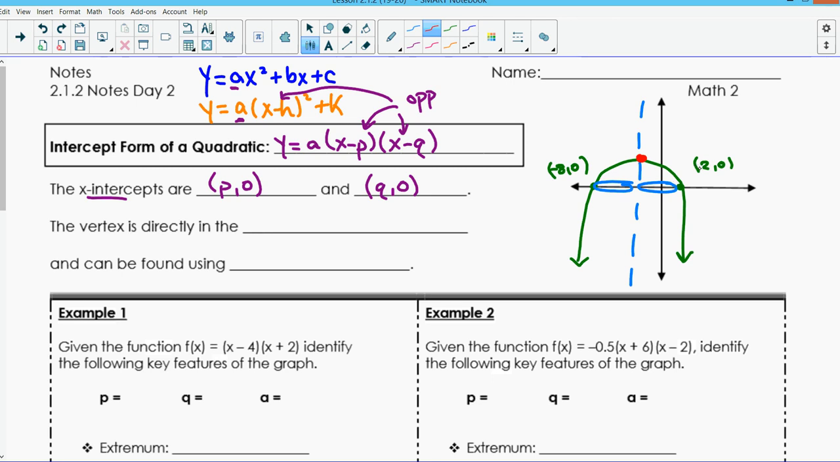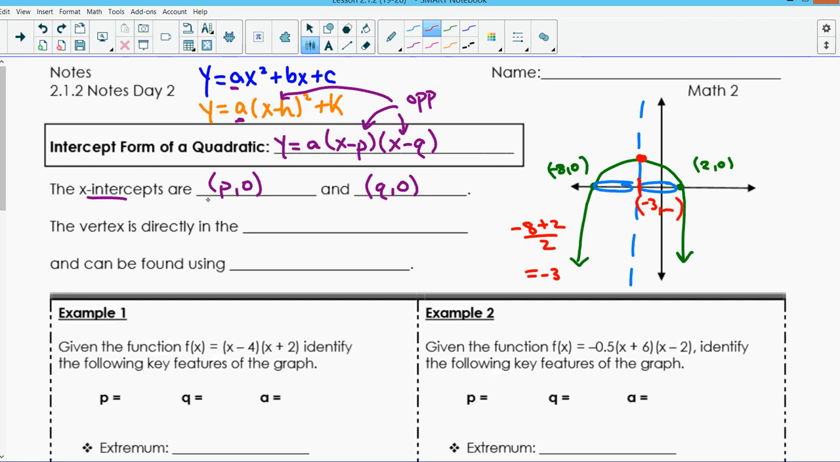And something that's directly between means that I'm averaging them. So I would do -8 plus 2, and I would divide it by 2, since there's two numbers there, which would mean -6 divided by 2, so -3. So this would be at the value of -3 comma something. I don't know what that is.